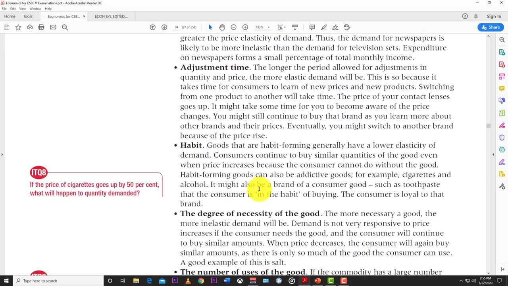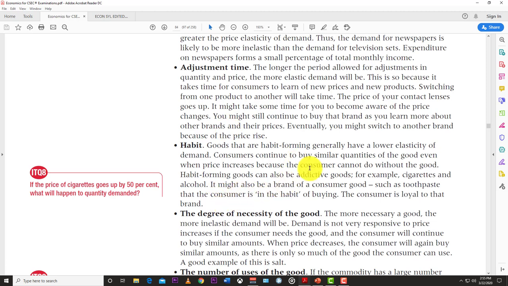Then they have here habit. Goods that are habit forming generally have a lower elasticity of demand, such as your alcohol, your cigarettes and stuff like that, that you're kind of addicted to. Now those are what we're talking about. Consumers continue to buy similar quantities of the good even when prices increase, because the consumer cannot do without the good. Habit forming goods can also be addictive goods, for example, cigarettes and alcohol.